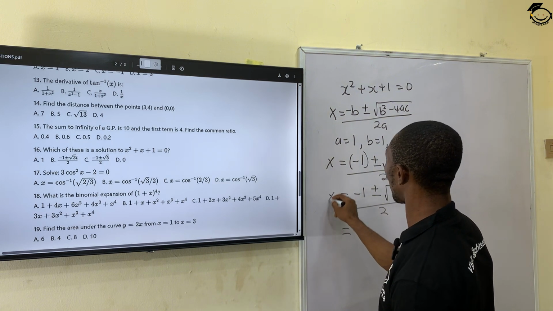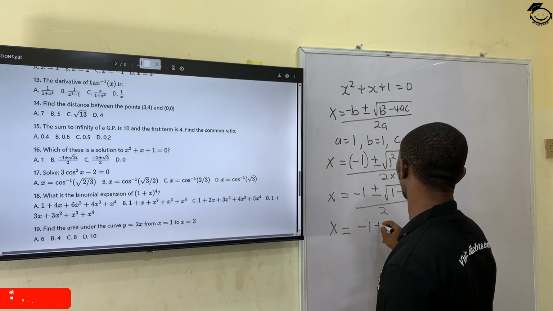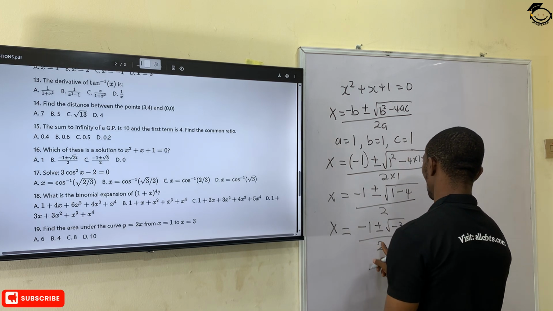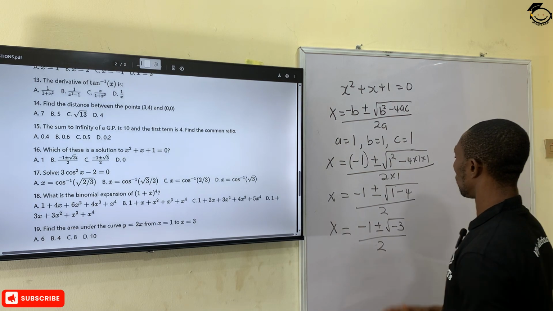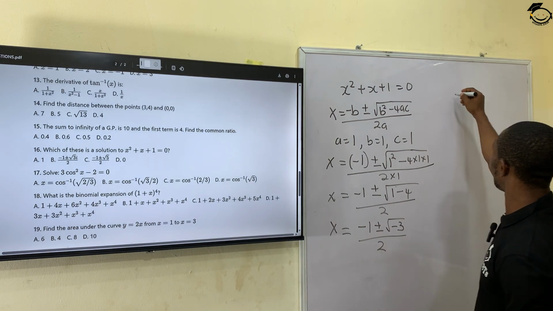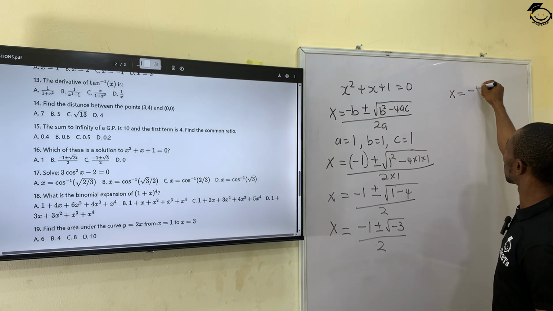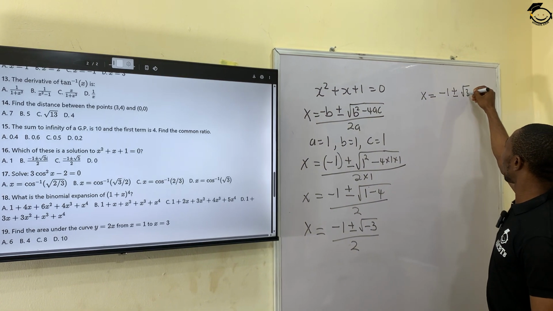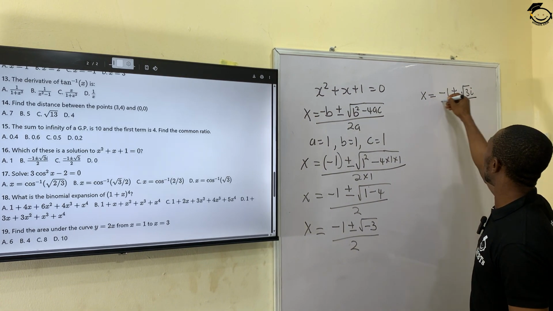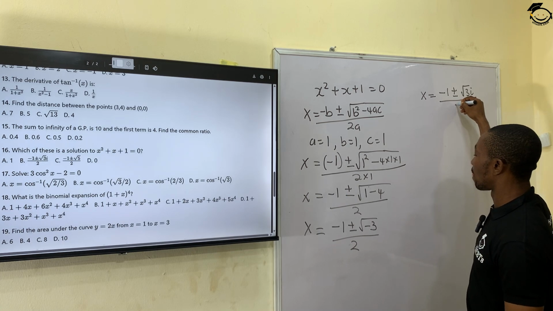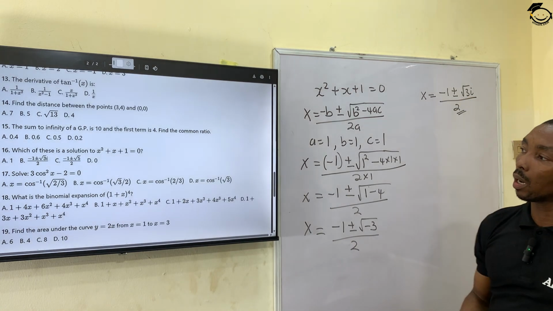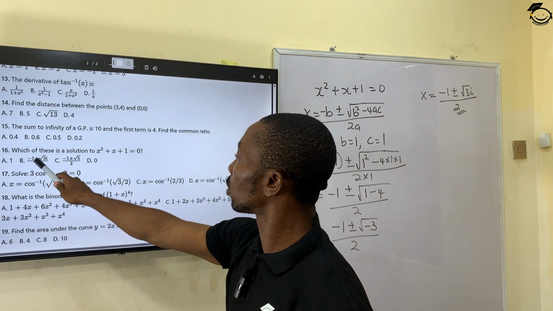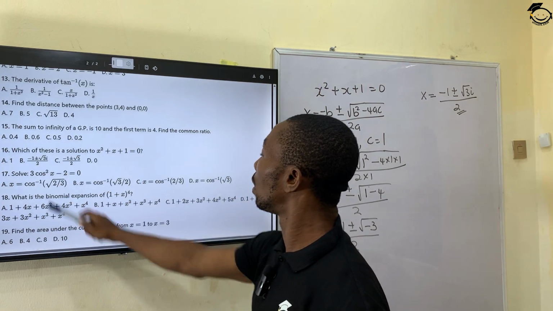So we'll be left with x equals minus 1 plus or minus root minus 3, all over 2. Now, this will become x equals minus 1 plus or minus root 3i, all over 2, which is our option B. Minus 1 plus or minus root 3i all over 2.